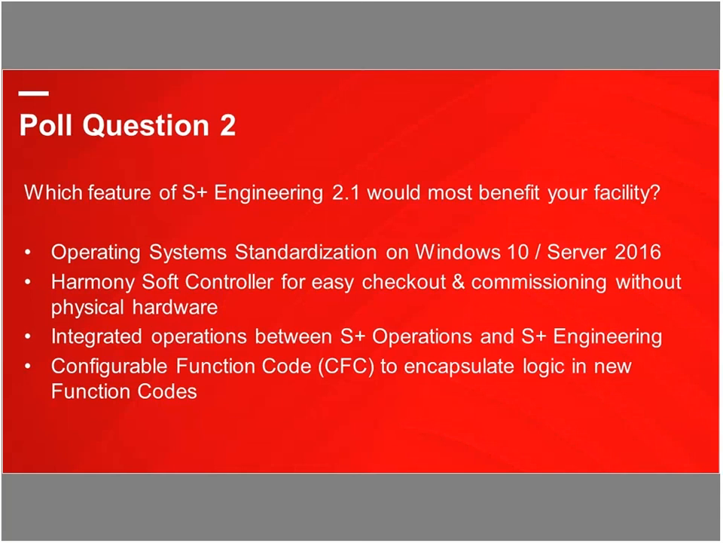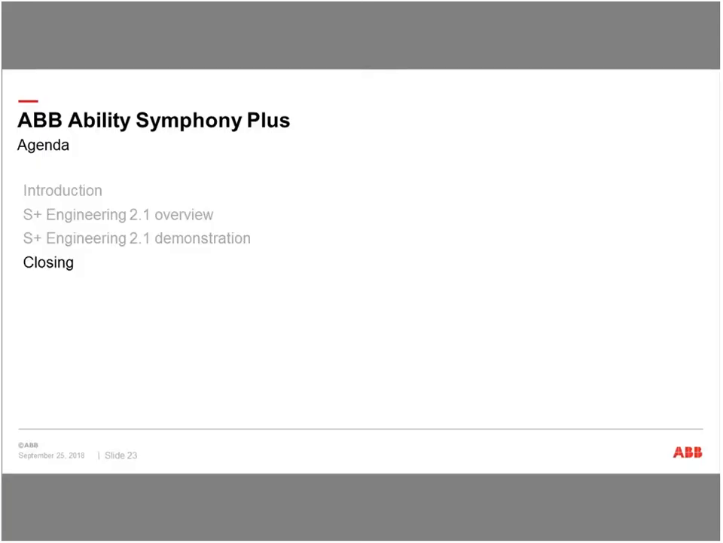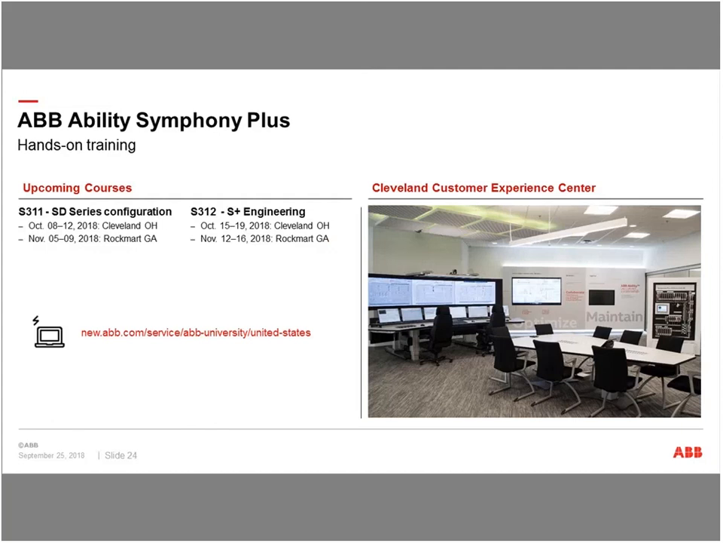The next thing that I want to talk about is, how do we get more information? Within ABB University, we have a couple of courses that are out and scheduled for October and November. One is the SD series configuration, so that goes into configuring your Symphony DIN hardware and controller. The other one is going into the S Plus engineering tool itself. Both have classes either in Cleveland or in Georgia near Atlanta. So we have 2 classes that are scheduled in October and November.